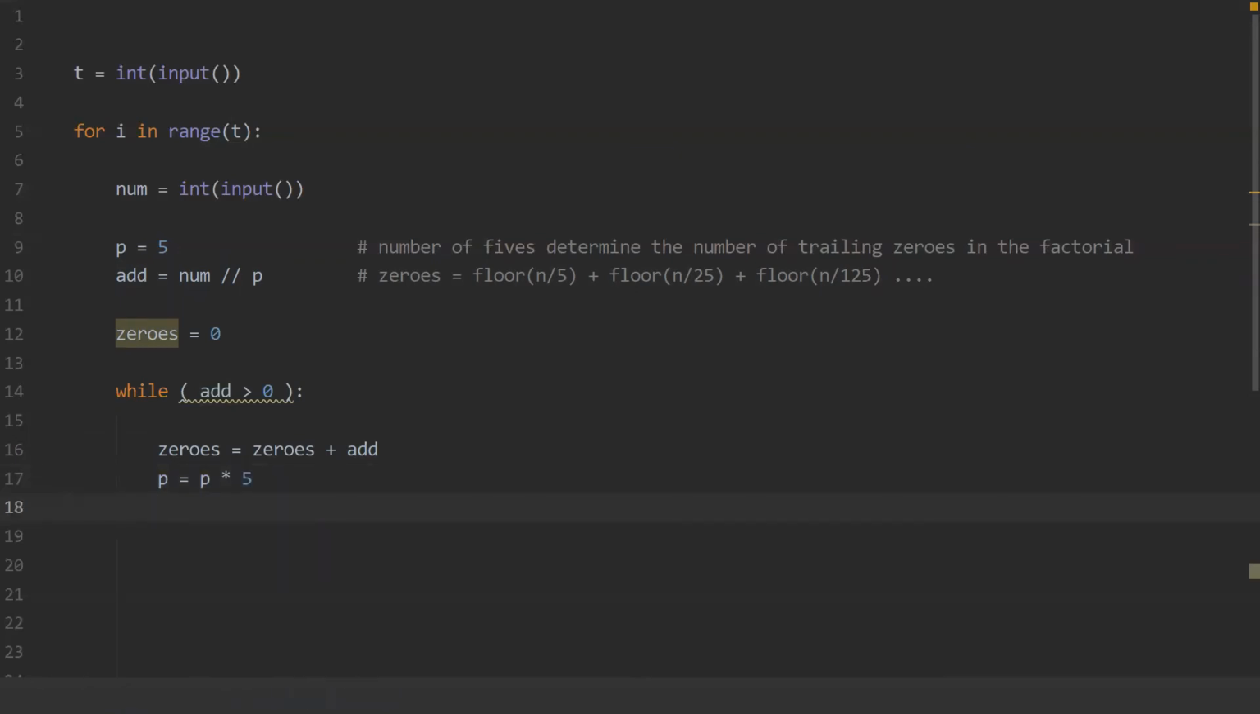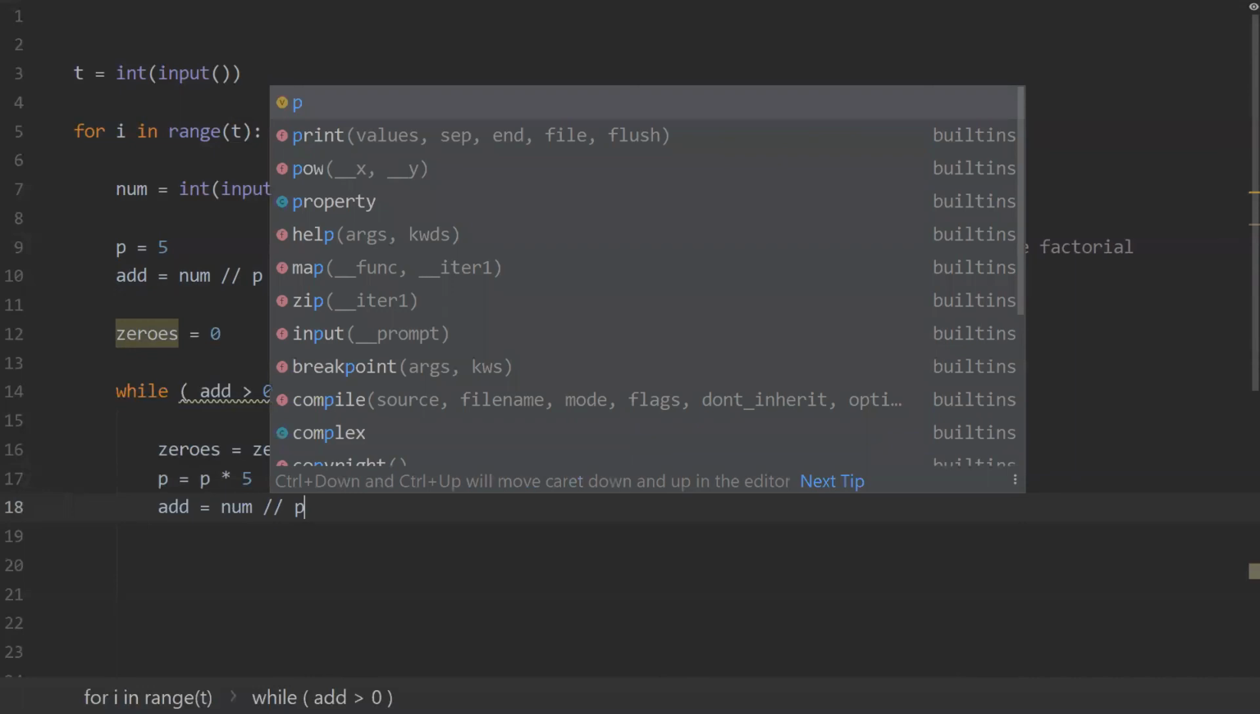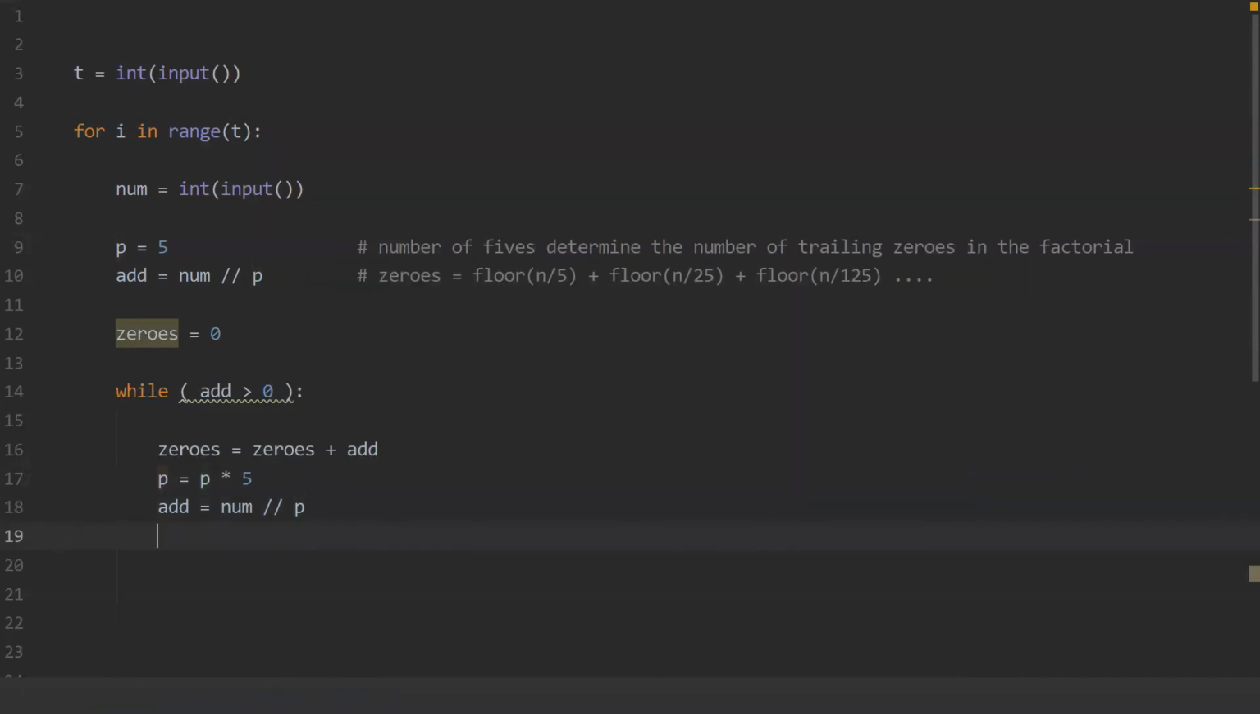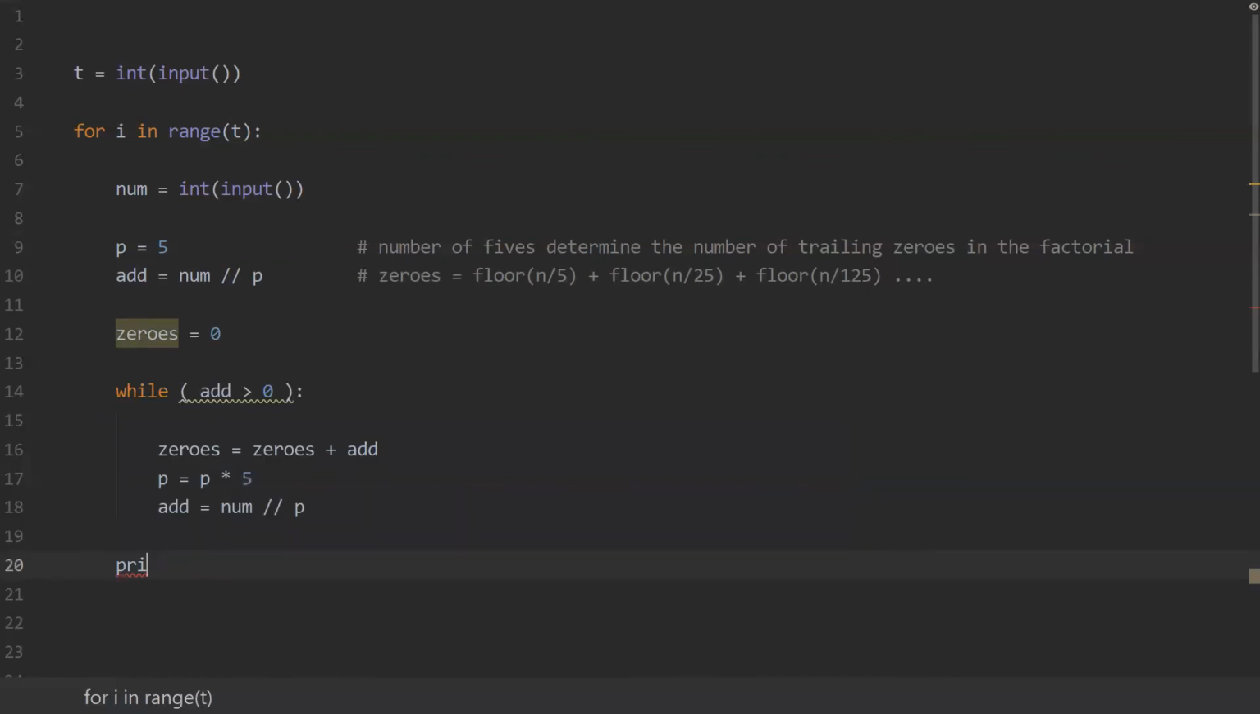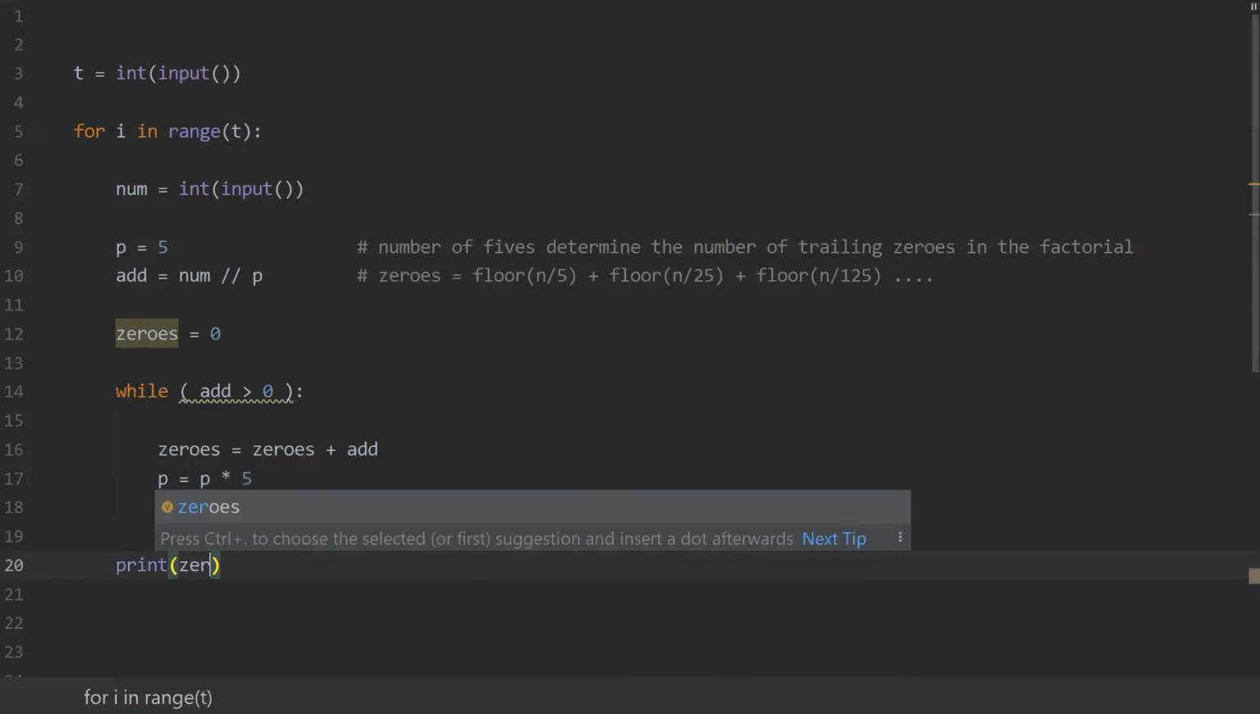Now we'll divide the number again. What will happen is that the next time, p is equal to 25. So when you divide the number by p, it would automatically divide it by 25, and then 125 the next time, and so on. So add equal to num divided by p. That's it, and in the end we'll have to print zeros.